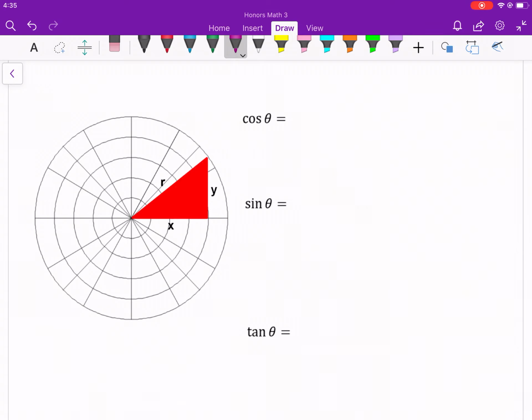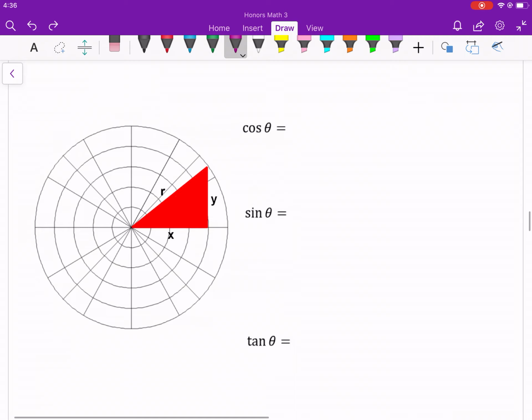Okay, the next major thing you need to know about polar coordinates is how to convert between one and the other. Okay, so first things first, cosine of theta. If I draw just a generic right triangle like I did right here, so we're going to go ahead and have this little right triangle right here.